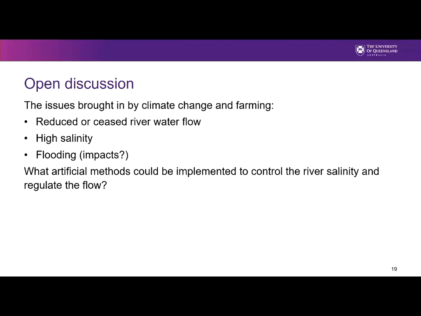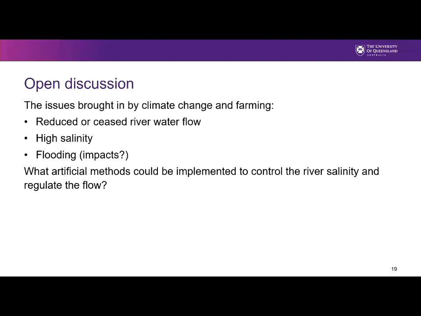Exactly. Out of what? Out of the river? Out of groundwater. This is something called a salt interception scheme. What they do is construct a few bores along the river and pump them out, so that the groundwater level reduces to a level that reduces the salt loads. Right? That's exactly what the authority is doing.